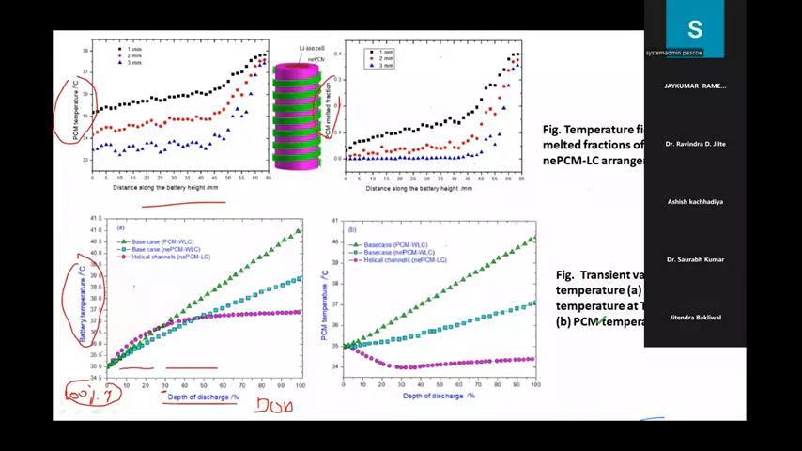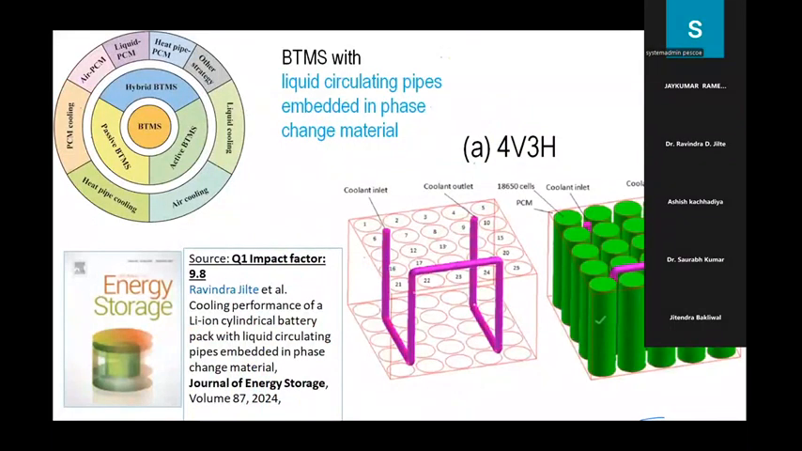So likewise, we could plot the PCM temperature variation for the base case and for the nano enhanced case without liquid channels, WLC, and with liquid channels. In the first case, we avoided the helical channels and provided a simple PCM without liquid channels. In the second case, nano enhanced PCM with liquid channels, and in the third case, helical channels. So all possibilities are there. Briefly, in the last minute, I'll try to conclude.